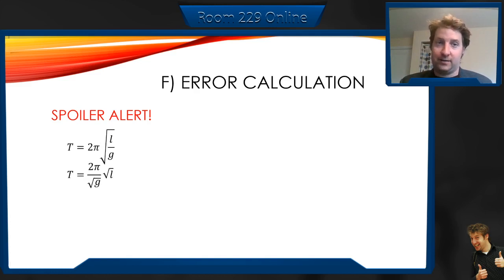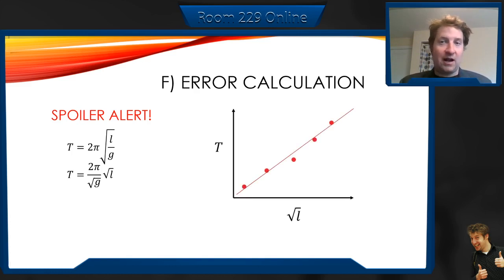Now, quickly, the error calculation, little spoiler here: the period is actually related to the square root of the length of the string. We can't derive this formula, as it requires a little bit of calculus, but the period is actually equal to 2 pi times the square root of L over g, which tells us that there is a linear relationship between period and root L. So you should end up with a graph that has this linear relationship, and we can calculate a slope. That slope will be our experimental value.